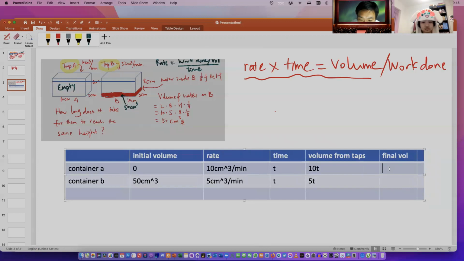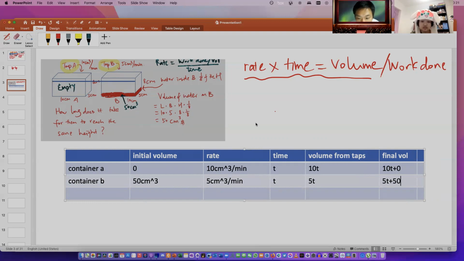Because the final volume is the volume from the taps plus container B's initial volume. Correct. So the final volume for container A is 10t because it started with 0. But the final volume for container B is 5t plus the initial, which is 50. The final volume has to be the same because both tanks are of the same dimensions.